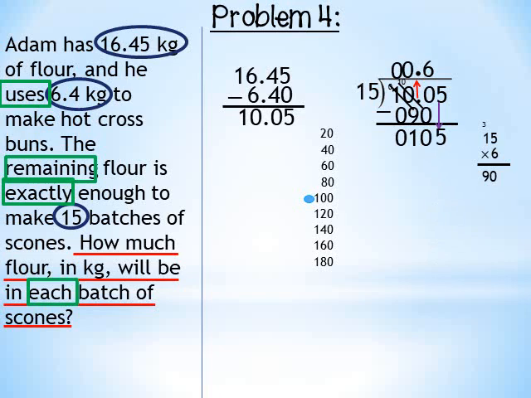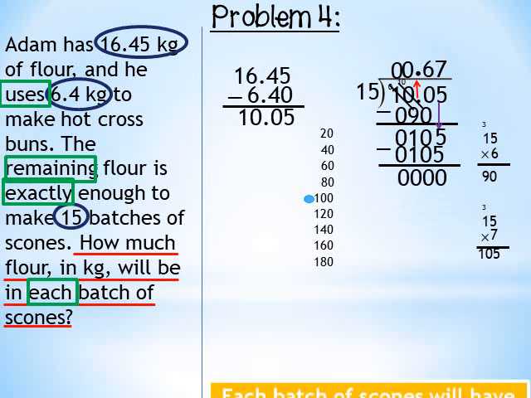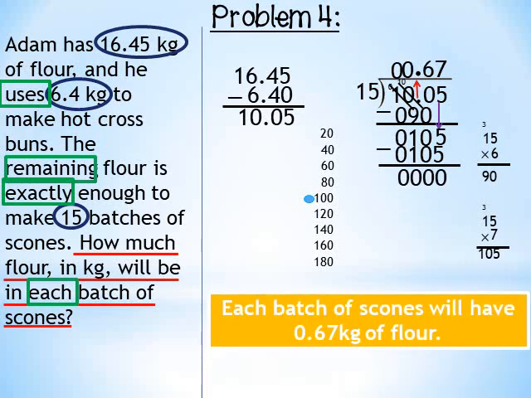Now we have 105. Now we know that 15 times 6 gave you 90, so 15 times something is going to give you higher. So let's try 15 times 7. And 15 times 7 gives us exactly 105. So 7 times 15, let's put it underneath and subtract, and we get 0. So it takes Adam 0.67 kilograms of flour to make one batch of scones. So each batch of scones will have 0.67 kilograms of flour.